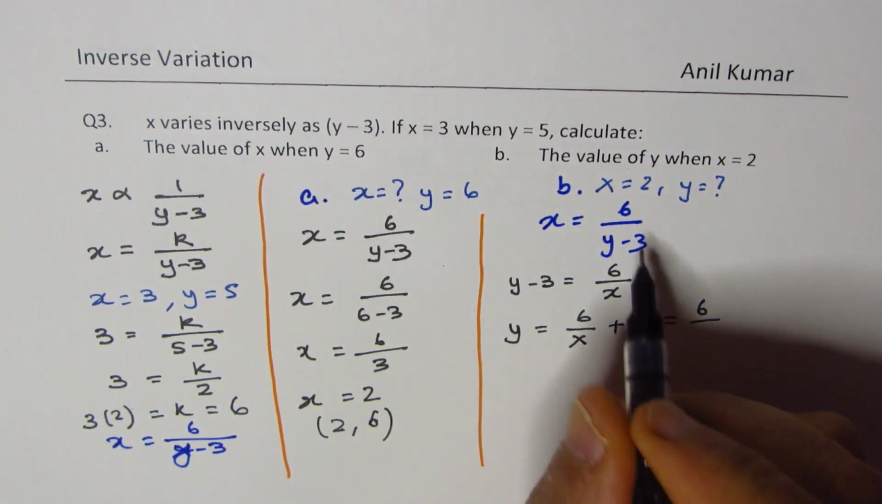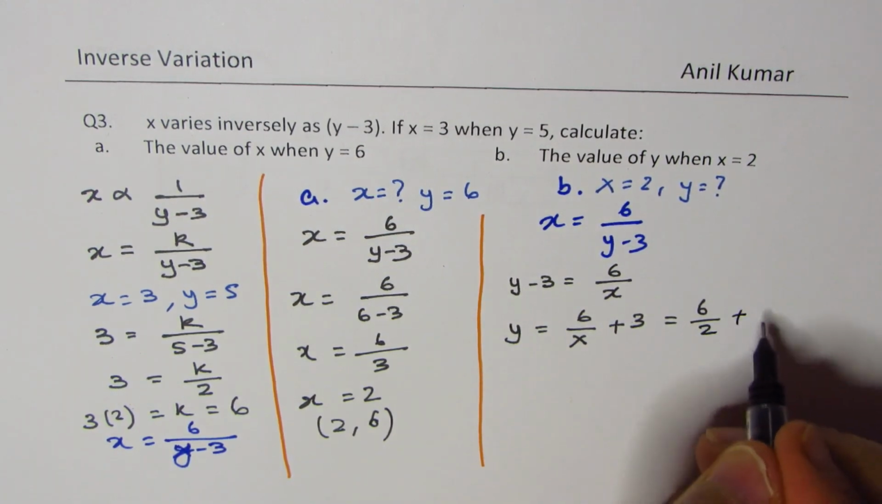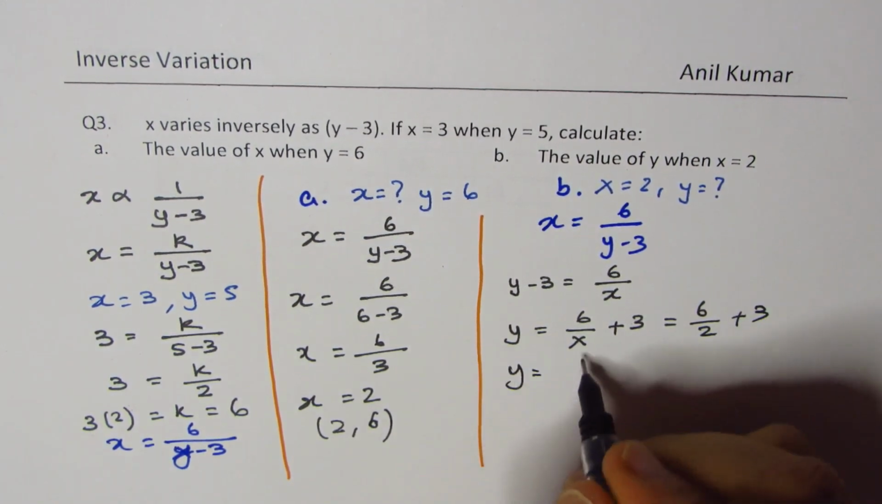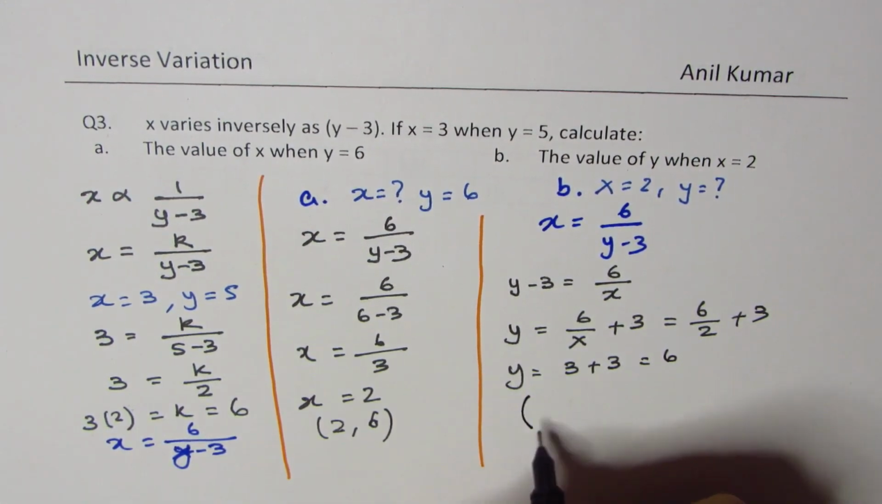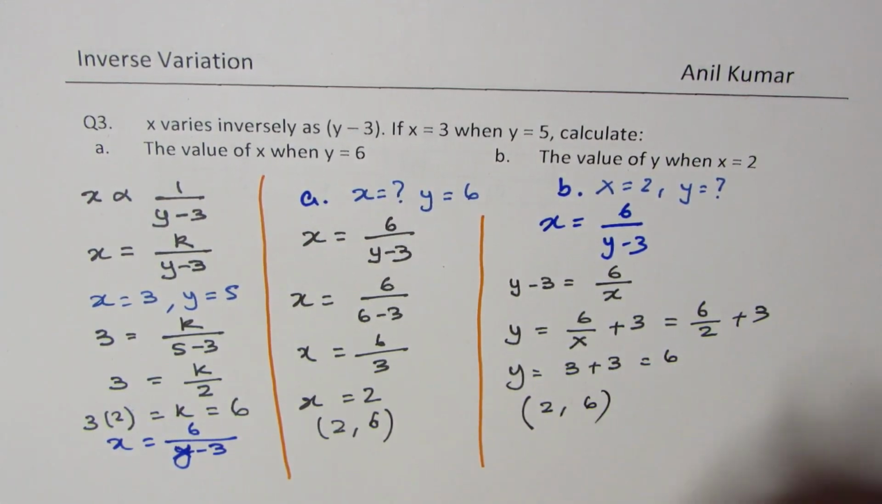So 6 over x is 2 plus 3. So we get y equals 3 plus 3, which is 6. So this time we get the answer as 2, 6. Perfect?